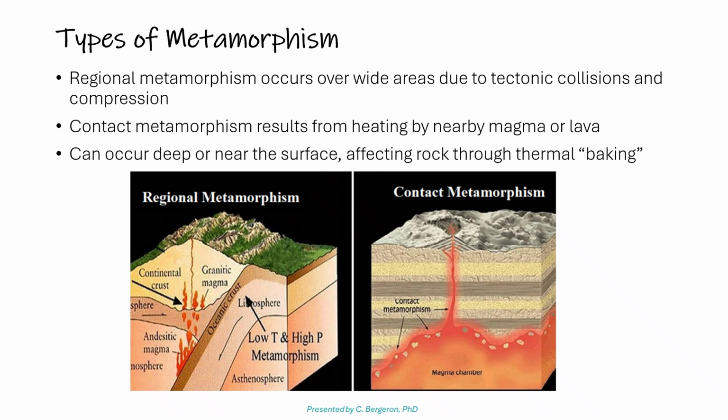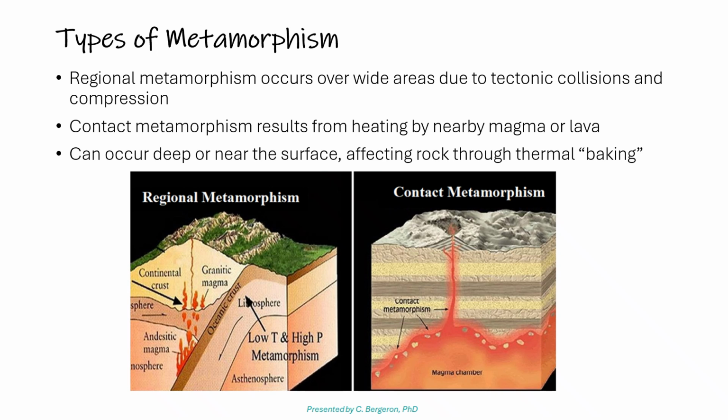Now with your contact metamorphism, this here is a little simpler and not as expansive as regional metamorphism. So this affects a pre-existing rock by basically baking it through a contact zone. So you're basically heating the surrounding rock through contact with molten material. And that contact is either initiated by intrusion of the magma or extrusion of lava onto the surface.